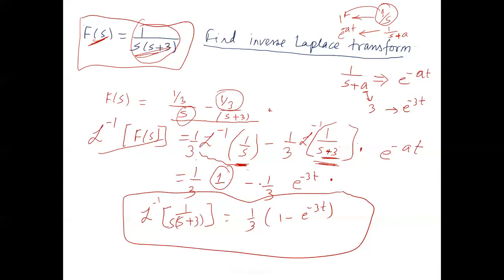So 1 over 3 times 1, then minus 1 over 3. What is the inverse transform of 1 over s plus 3? So this a is 3 in my case. So this will be 3 here. A is 3. That's why negative 1 over 3 e to the negative 3t. Okay, so this is the conclusion. I didn't do anything, I just rewrote it. So it means 1 over 3, factored out, then minus e to the minus 3t.